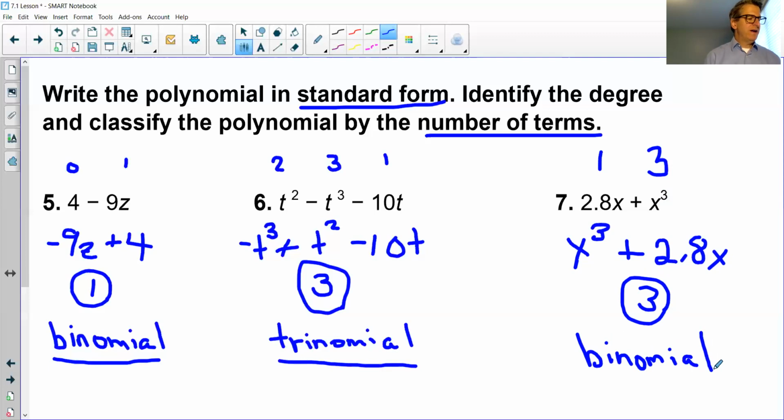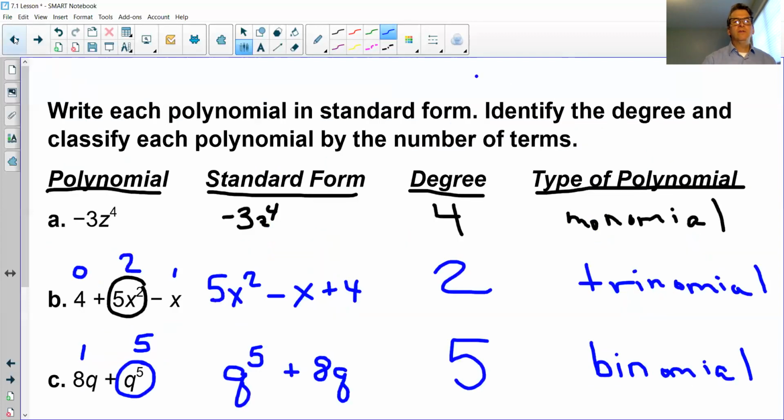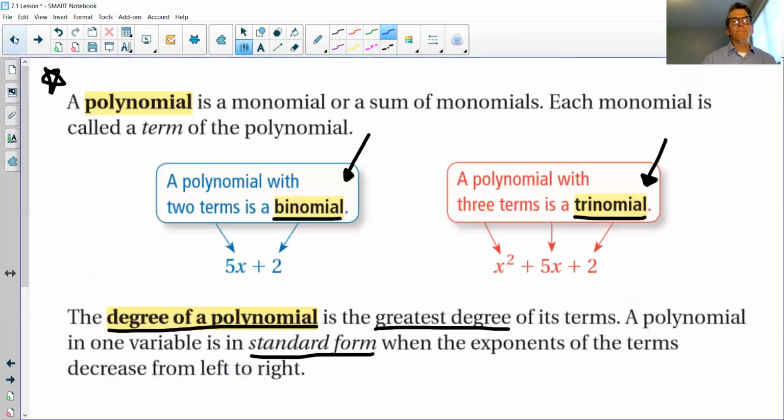So that's our last example on your own there. And hopefully this lesson was beneficial. The takeaways from this lesson: you're going to want to get familiar with the special names binomial and trinomial, and you're going to want to know how to rearrange your polynomials using standard form.